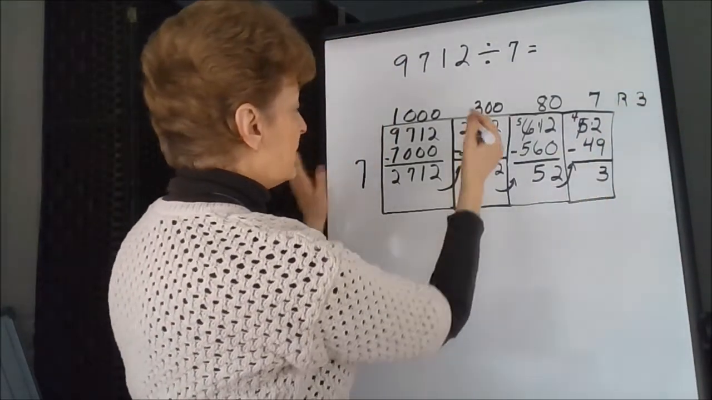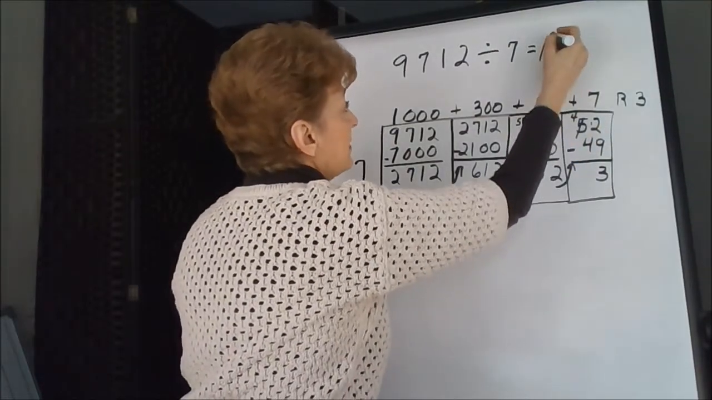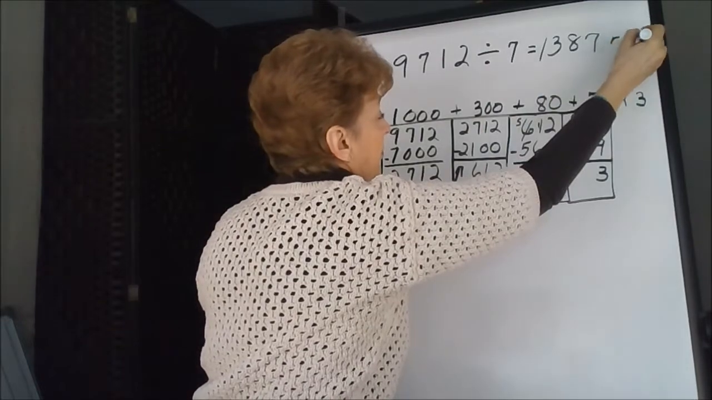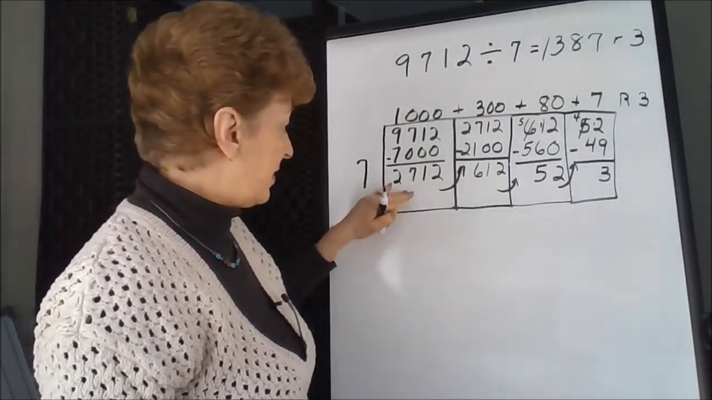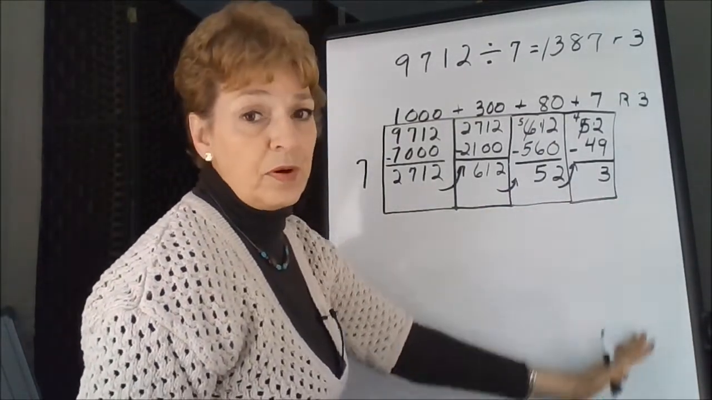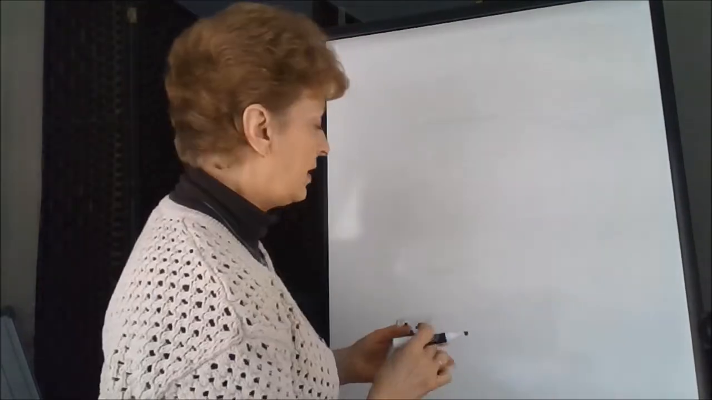Now we'll reconstruct our number: 1,387, remainder 3. Our math is done inside the boxes, before it was done off to the side. Either way works. Another example.